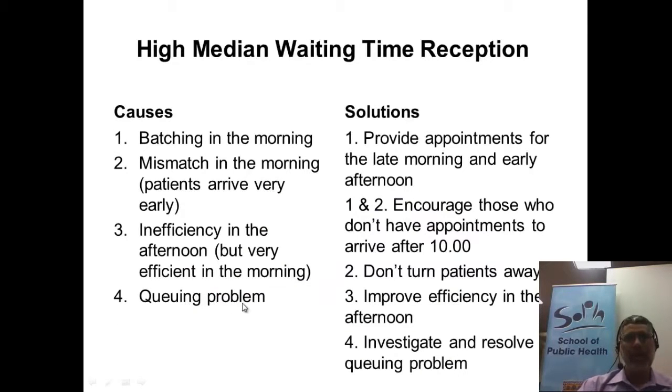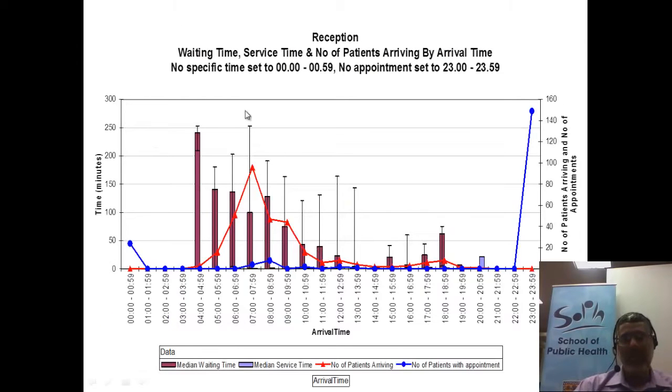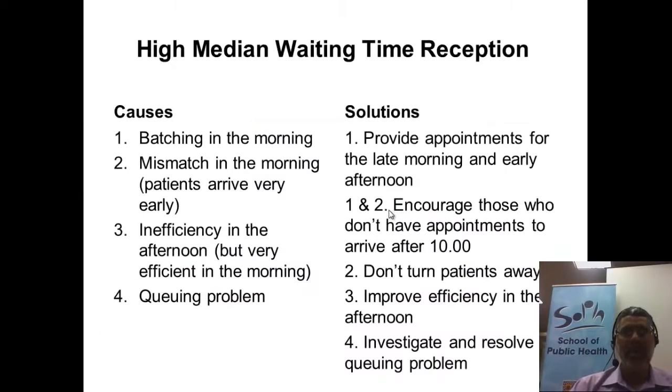And then there was a queuing problem, which affected a small number of patients at certain periods of time in the day. Okay, so now you know the causes of the high waiting time at reception, which is mainly batching and mismatch. So now you can address it.